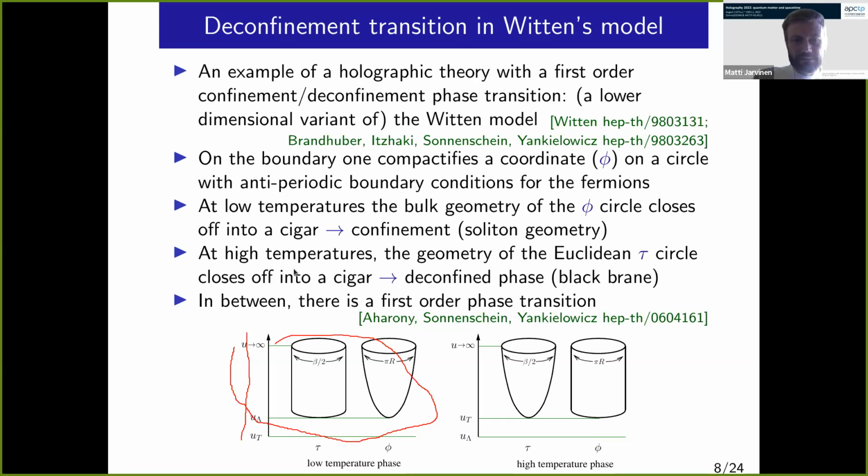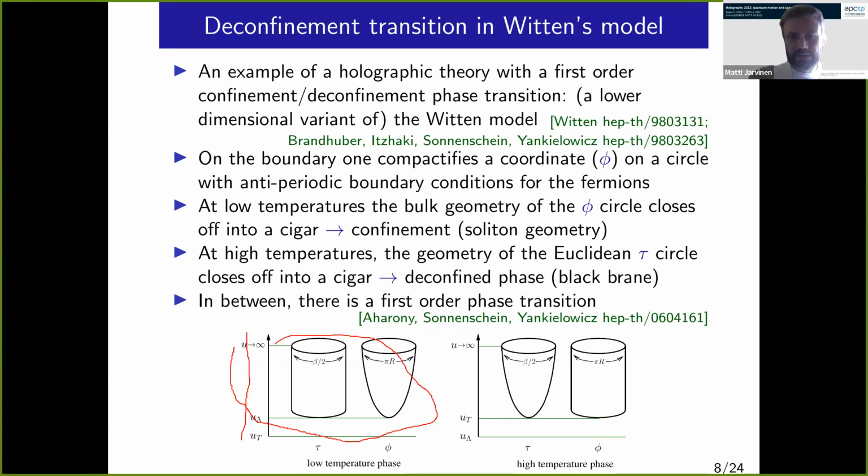At high temperature, you have an analogous configuration where instead of the phi coordinate, the Euclidean time component closes off into a cigar. This is a black brane solution, and gives rise to a deconfined phase on the boundary. And between these two geometries, you expect to have a first order phase transition.